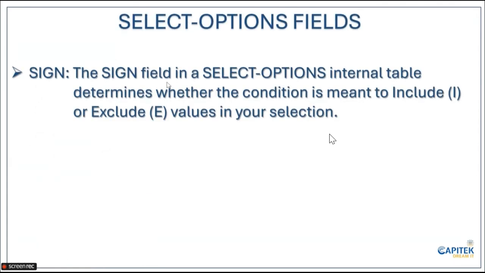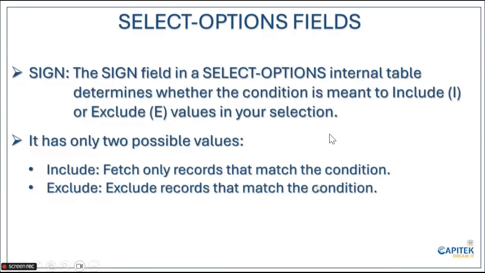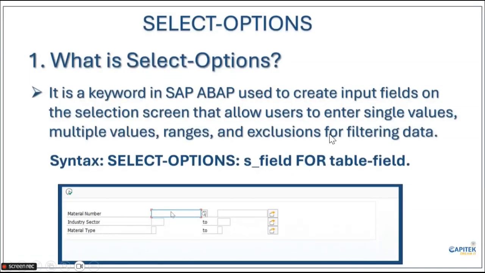When we talk about sign, the sign tells you whether you have to include the data or whether you have to exclude the data. When you say include, if you see the example of this, when I say material number, I give some number here from and to, by default it tries to include the data.